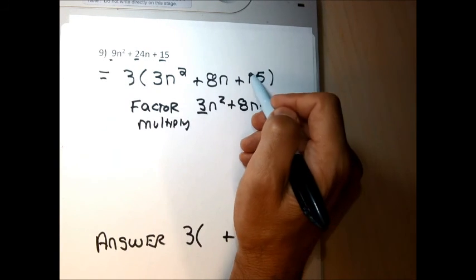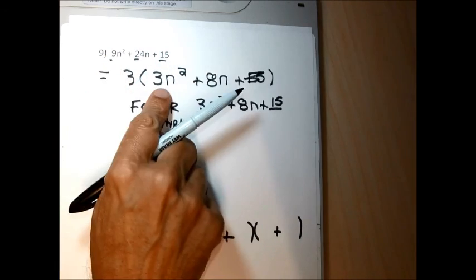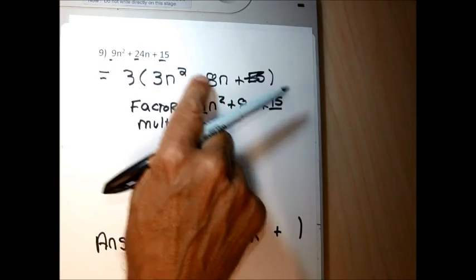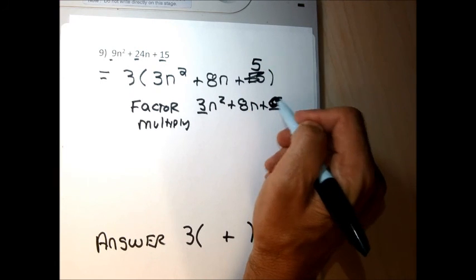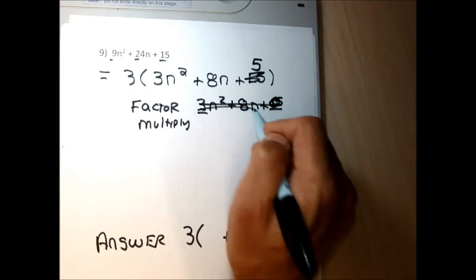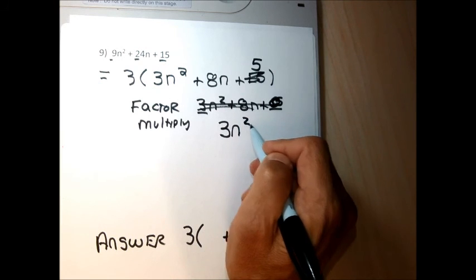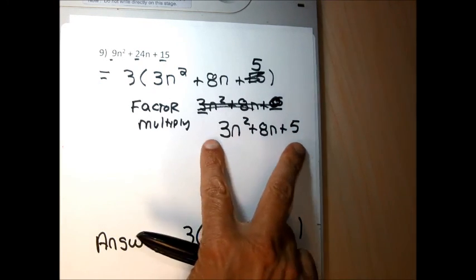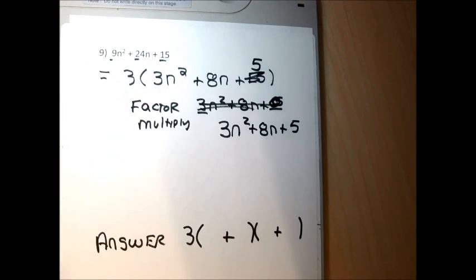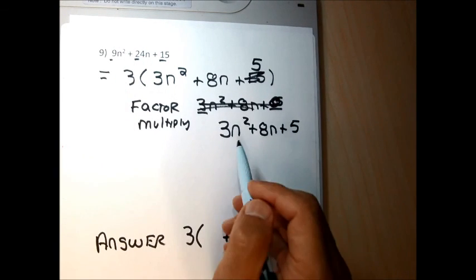Oh, that should be a 5. I did 9 divided by 3 is 3, 24 divided by 3 is 8, 15 divided by 3. I should have written a 5 right there. So my goal now is to factor 3n squared plus 8n plus 5. Sorry about that. I started doing the bottoms up in my head maybe, or I just forgot to do something. So I haven't done the multiply part.